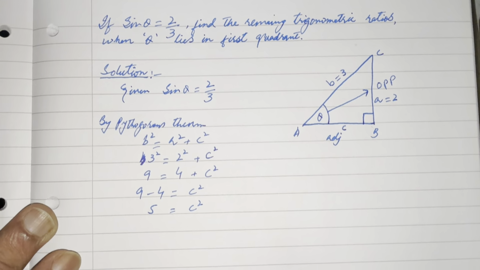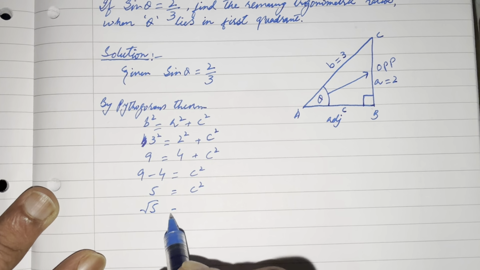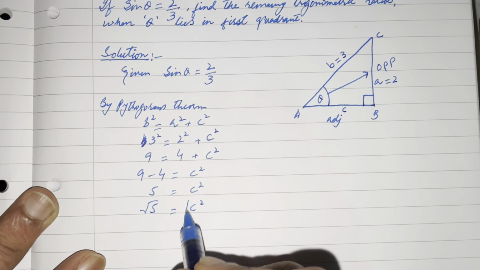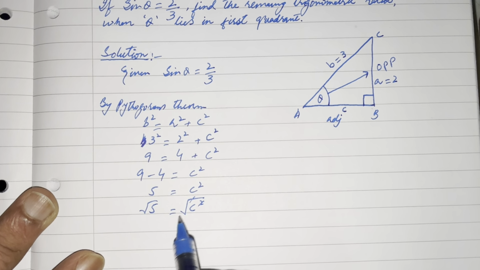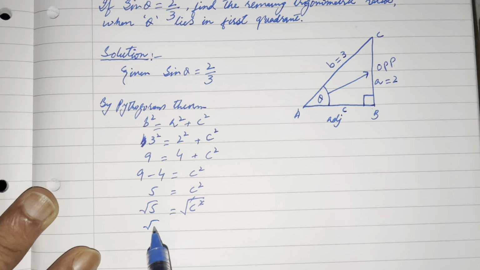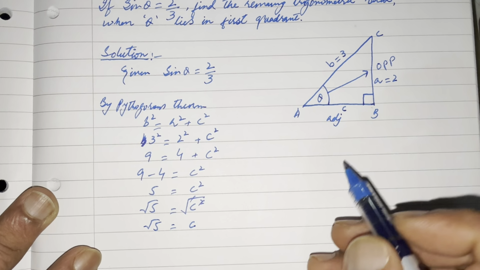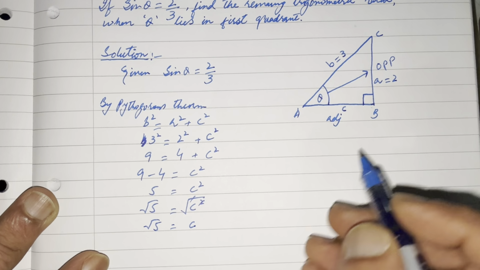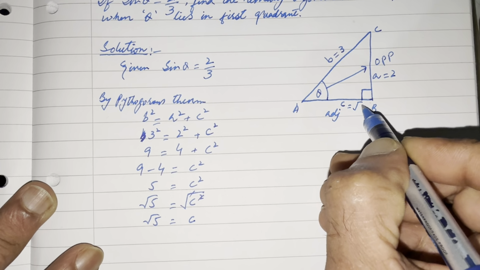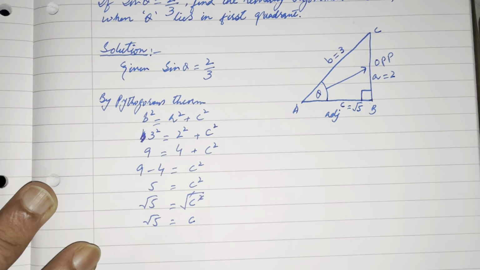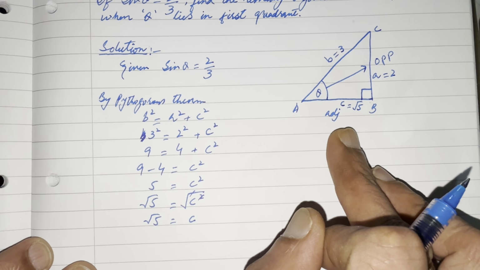C square is 5, and we have to find the value of c, so by taking the square root on both sides we can remove this square. The square will be cancelled with the square root, so under root 5 is the length of the hypotenuse, sorry, the adjacent side. So now c is equal to under root 5. That's how we can find the length of the third side.